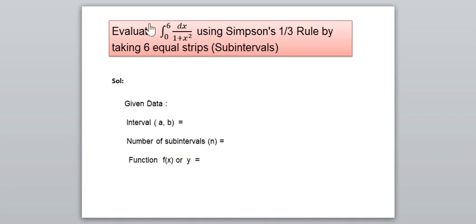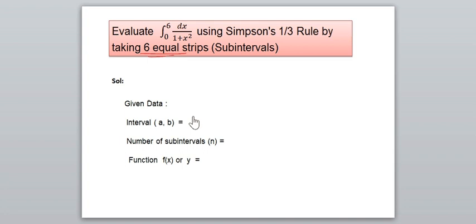Now to solve this by Simpson's one-third rule, first let us see what is the data given in this case. The interval is 0 to 6 and the function is 1 by 1 plus x square, and we are expecting number of equal steps as 6. That means n value is 6.